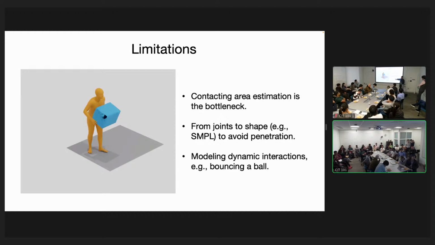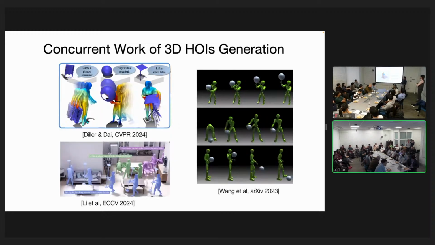And also here, we assume that the contact or interaction is static. What if dynamic interaction happens, for example bouncing a ball, where contact happens, then no contact, then contact again? This is very difficult. There is also concurrent work focusing on this, and we have started looking at it. So check them out if you're interested in this task.